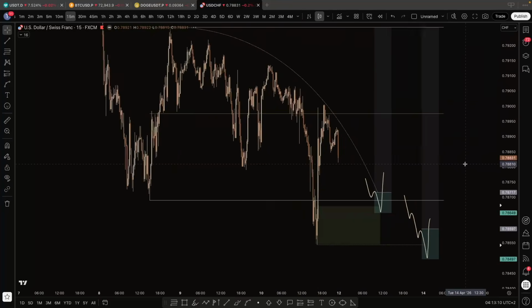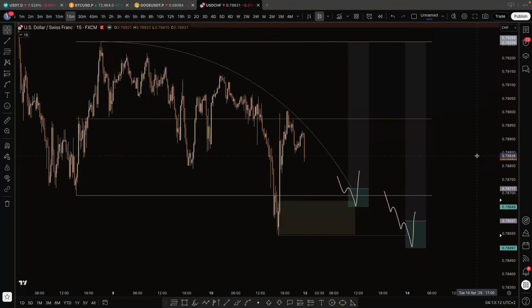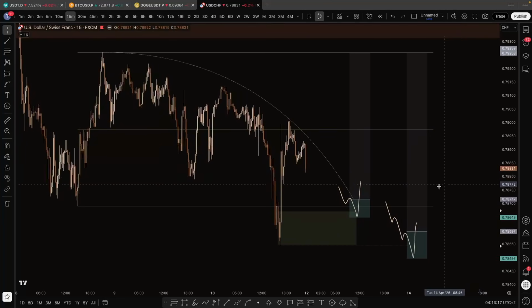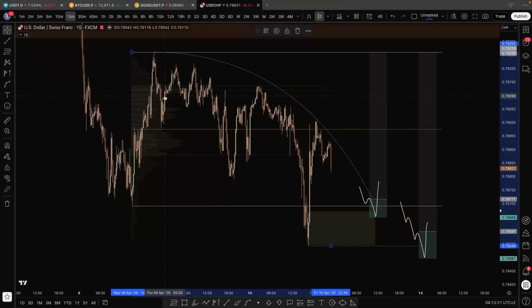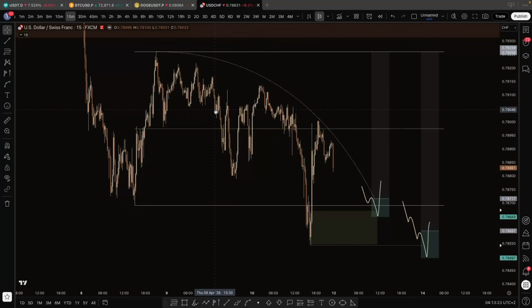USDCHF. This pair is building up an absolutely magnificent Wyckoff schematic. Let's look at the volume profile. I already posted it on my Twitter and in the compound. If you're not already in the compound, by the way, link is in the bio.